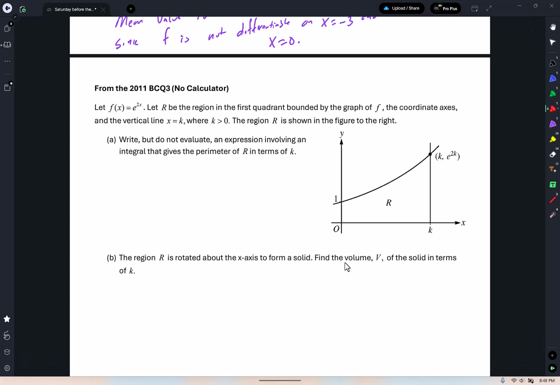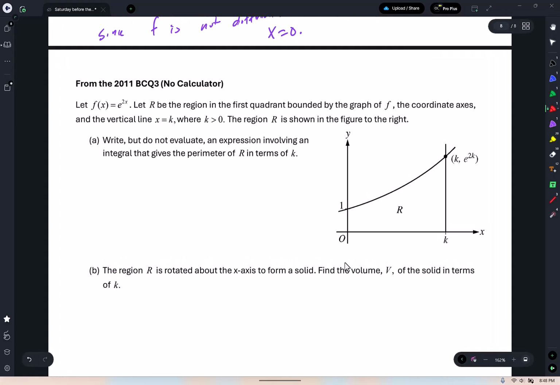It says, let f of x equals e to the 2x. Let R be the region in the first quadrant bounded by the graph of f, the coordinate axes, and the vertical line x equals k. All right, so there it is. I can see the x-axis, y-axis, this curve, and the vertical line x equals k, where k is greater than 0. The region R is shown in the figure to the right. Write, but do not evaluate, an expression involving an integral that gives the perimeter of R in terms of k.